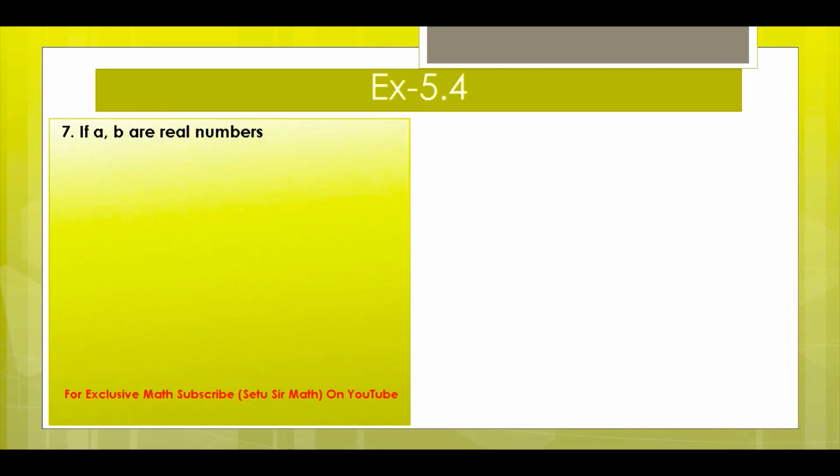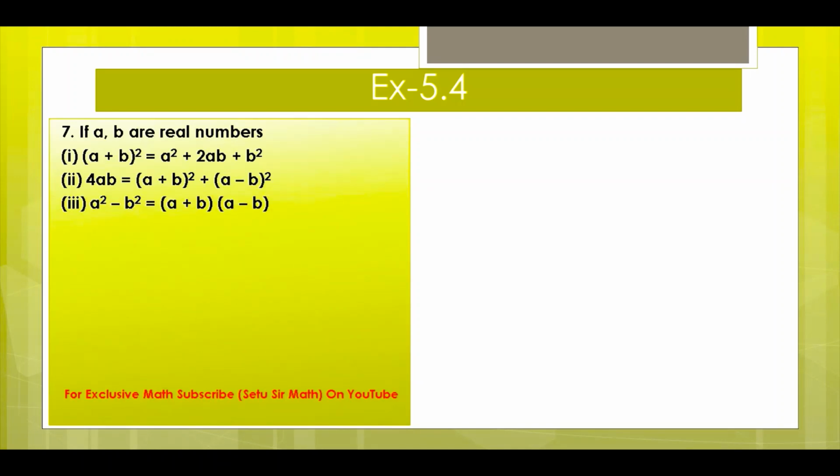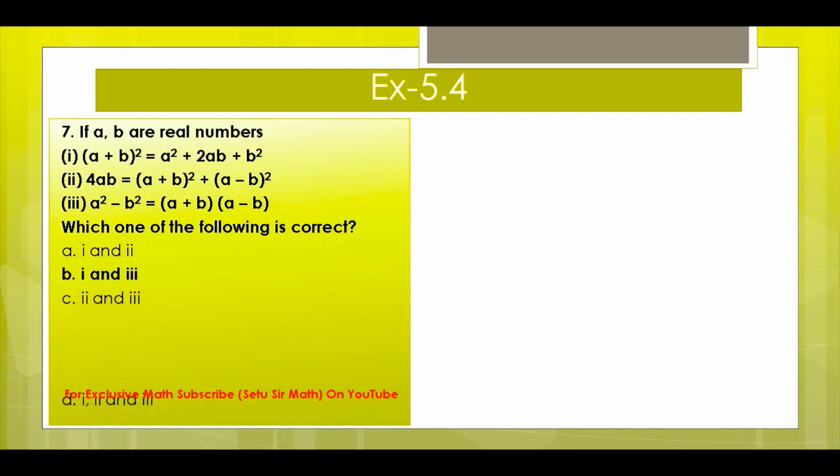So exercise 5.4. Number 7. If a, b are real numbers, then 1: a plus b whole square equals a square plus 2ab plus b square. 2: 4ab equals a plus b whole square plus a minus b whole square. 3: a square minus b square equals a plus b into a minus b. Which one of the following is correct? As you can see, these are four options. So the correct answer is number B, 1 and 3.